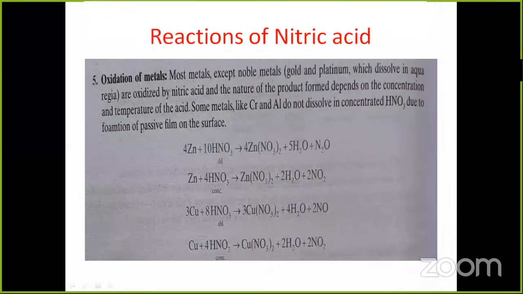Now you see these are the chemical reactions of nitric acid. Any metal, for example the transition metals, interacts with nitric acid. Sometimes you have to take dilute HNO3, sometimes concentrated HNO3. The same metal, same nitric acid, but the concentration is different. If you change the concentration, different byproducts are formed. If you take zinc with dilute HNO3, it gives zinc nitrate plus the byproduct nitrous oxide. Same zinc with concentrated HNO3 gives nitrogen dioxide. So this is the entrance point of view.